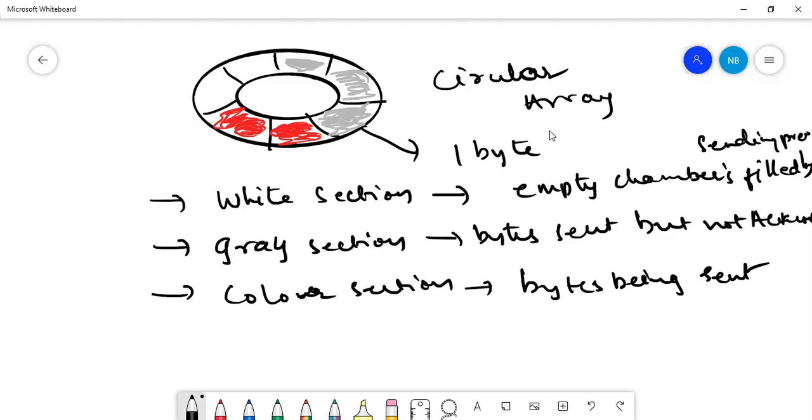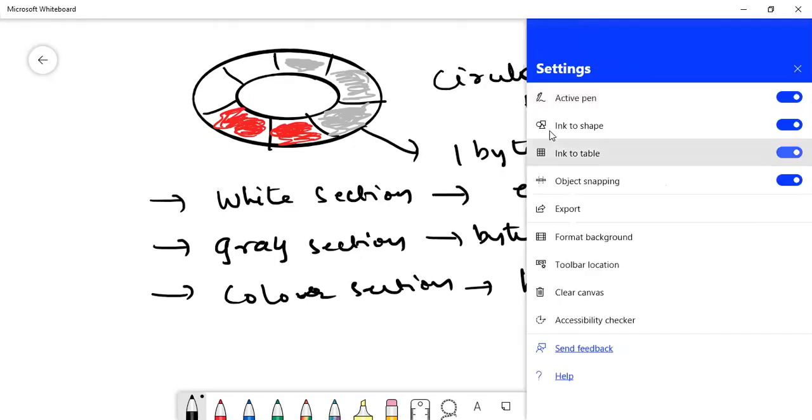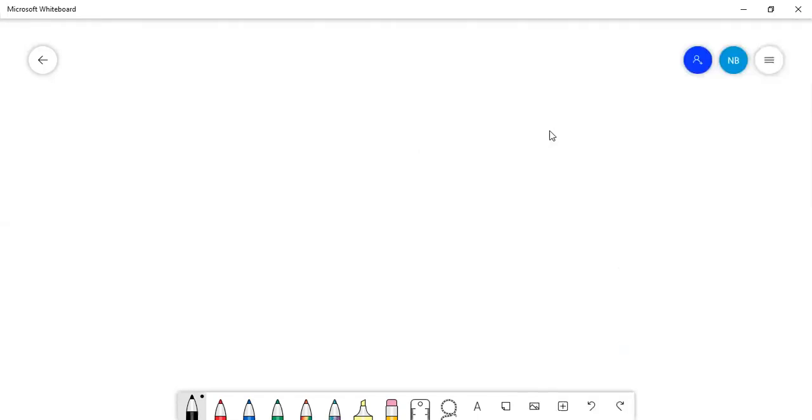Next is the gray section. It contains bytes which have been sent already, but the acknowledgement is not yet received by the sending process from the receiver process. So the color is gray. Next one, a different color will be used, it may be any different color, to represent the bytes which have been totally sent. So this is about the third service which is provided by the TCP to the application layer.